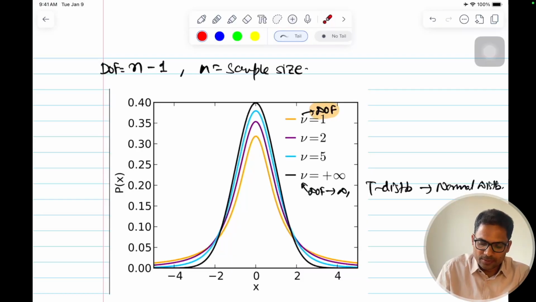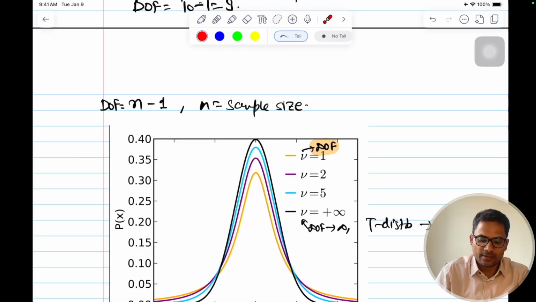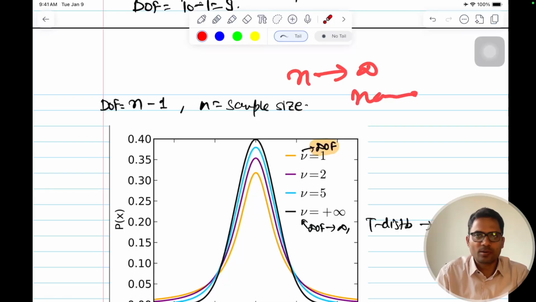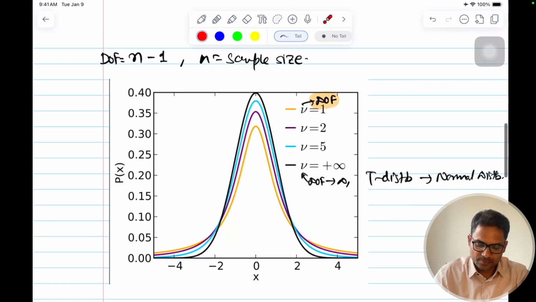That's the property. As n tends to infinity, your t-distribution will become a normal distribution, because you have a lot of data points now and the sample size increases. The whole problem was that the sample size was small, so as n tends to infinity, this becomes a normal distribution. No problem, that's intuitive. I hope the t-distribution is clear now.